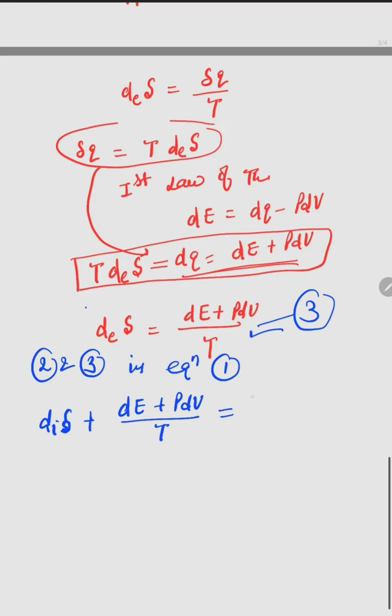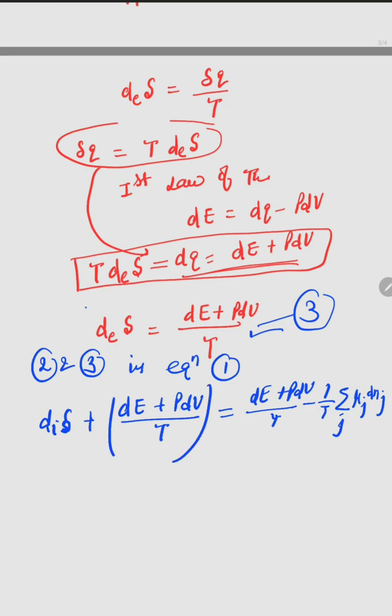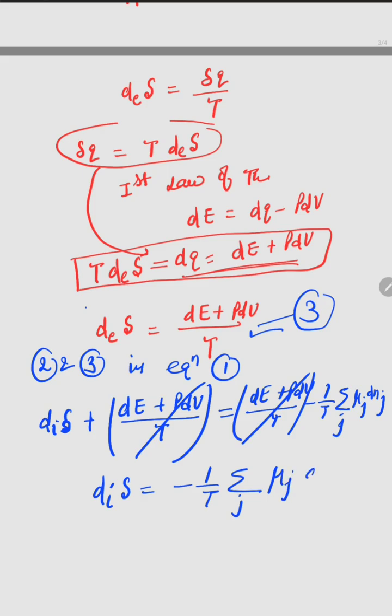This is equal to (dE + pdV)/T minus (1/T) summation over j of mu_j dn_j. So the second term will cancel out. We are left only with d_iS. This is equal to minus (1/T) summation over j of mu_j dn_j.